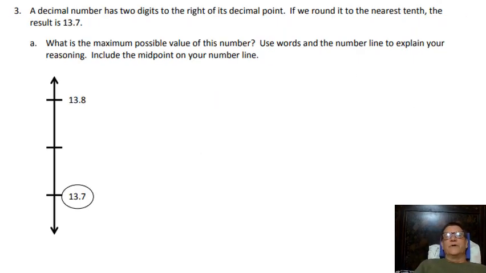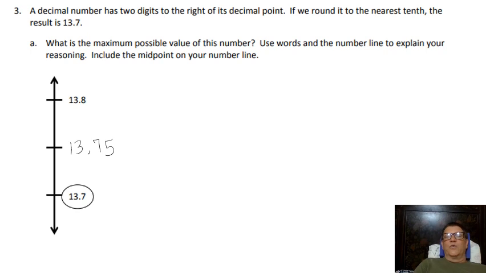All right, question number 3. A decimal number has 2 digits to the right of its decimal. If we round it to the nearest tenth, the result is 13 7/10. What is the maximum possible value of this number? Use words and the number line to explain your reasoning. Include the midpoint on your number line. So as you can see, they rounded it to 7/10, to the tenths. Now the midpoint obviously is going to be 13.75. They want to know what the largest number this could be.